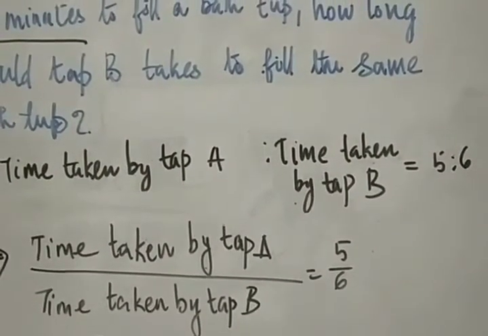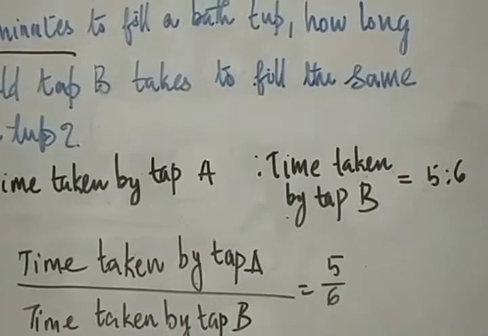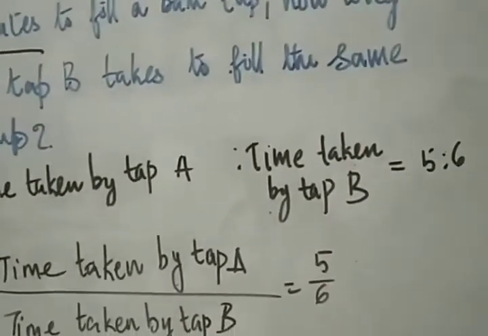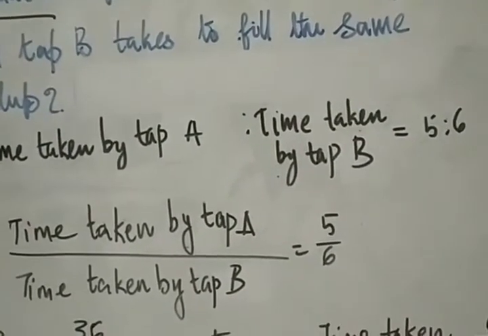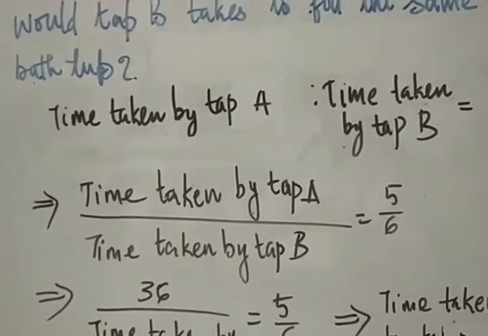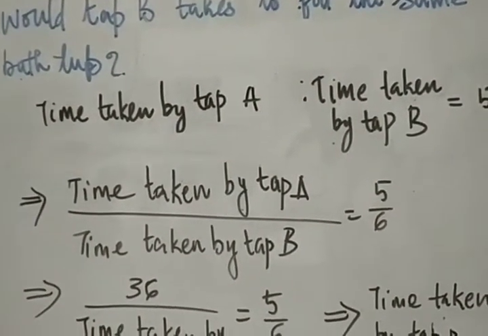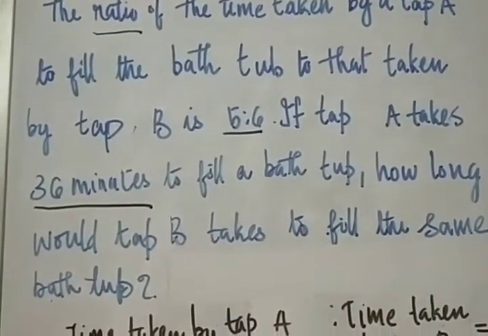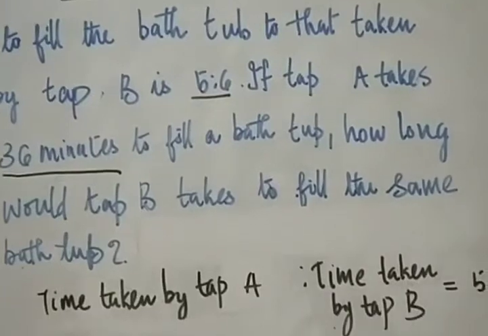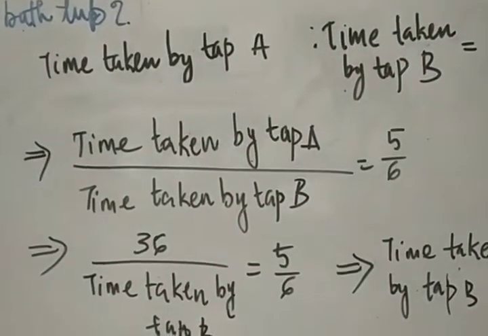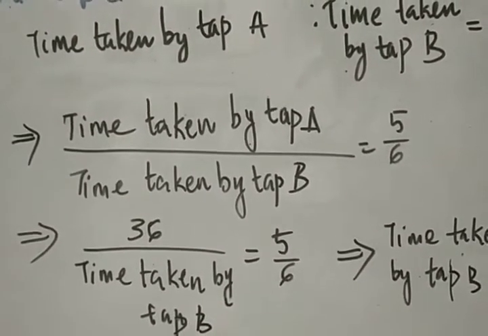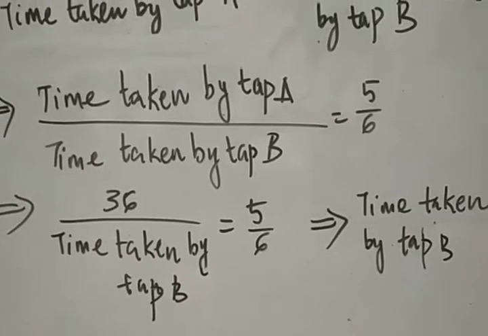That is, a ratio A is to B can also be written in the fractional form A by B. So I am representing the ratio in the left hand side and right hand side in the fractional form. So this will become time taken by tap A divided by time taken by tap B is equal to 5/6. And it is given that tap A takes 36 minutes to fill the bathtub. So I can substitute 36 here instead of time taken by tap A. So this will become 36 divided by time taken by tap B is equal to 5 by 6.